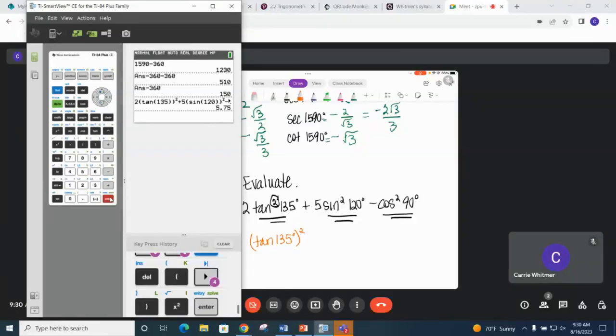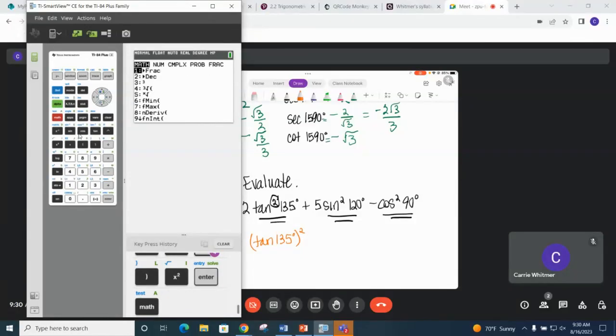Now, I think it's going to want your answer as a fraction, so just go to math and change it to a fraction. 23/4.